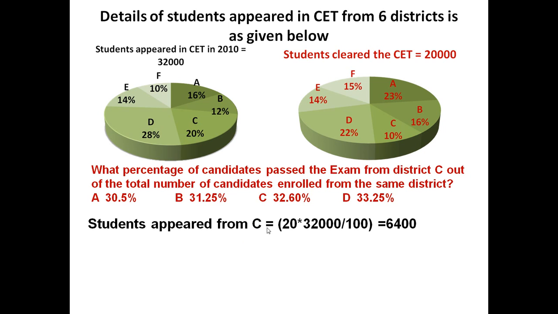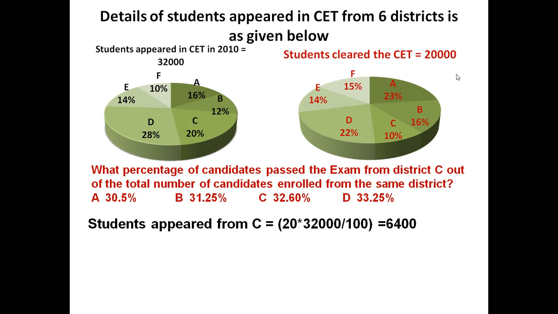So students appeared from C is 20% of 32,000. 20 into 32,000 divided by 100 is equal to 6,400. It means from C district 6,400 students appeared in CET examination. Now how many students cleared the examination?